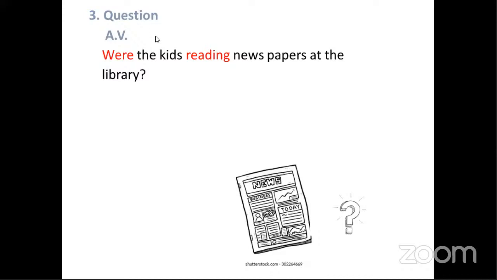Now you can divide as we did earlier. This is a question. The kids, this is the subject, and were reading is the action here. The newspaper is the object, and at the library is the rest of the sentence. And this is a question, right? So how are we going to form this type of question into passive voice?